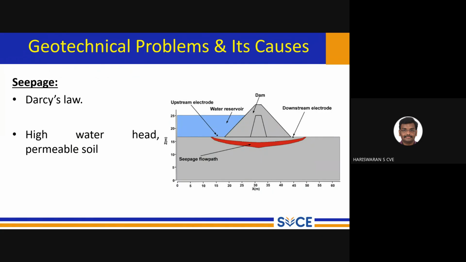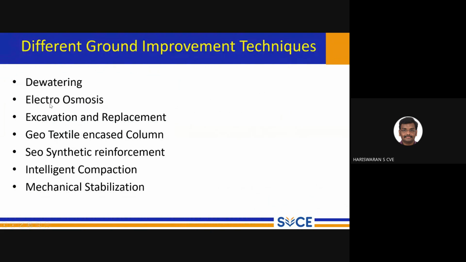So when we are planning any retaining structure like a dam, retaining wall or sheet pile, we are supposed to evaluate the property called seepage, and we have to give the solution for that. Now let us come to the exact topic. As of now we have come to know why this type of ground improvement is needed. Now let us discuss how this can be achieved.